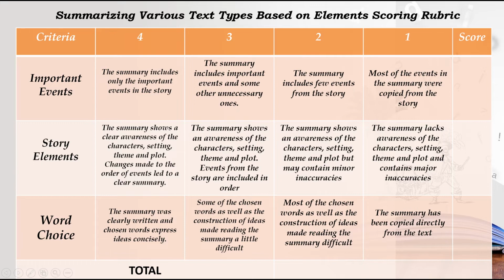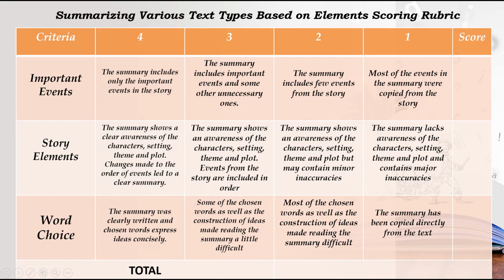3 points if the summary shows an awareness of the characters, setting, theme, and plot, and if the events from the story are included in order. 2 points if the summary shows an awareness of the characters, setting, theme, and plot, but may contain minor inaccuracies. And 1 point if the summary lacks awareness of the characters, setting, theme, and plot, and contains major inaccuracies.